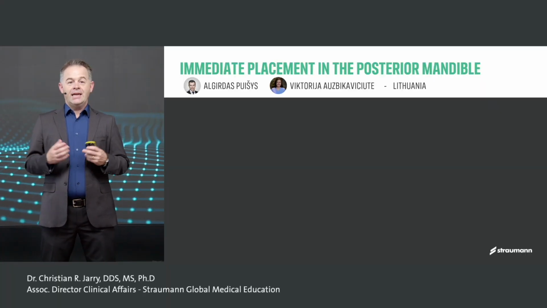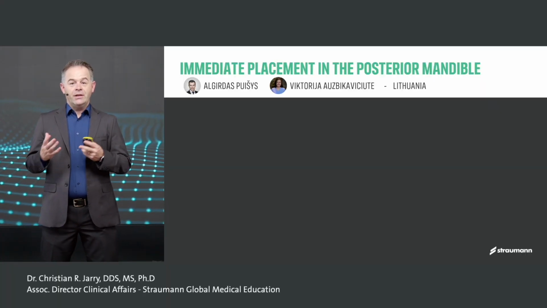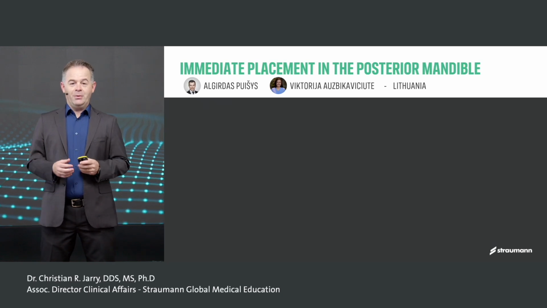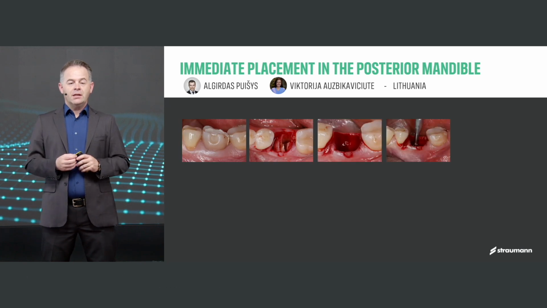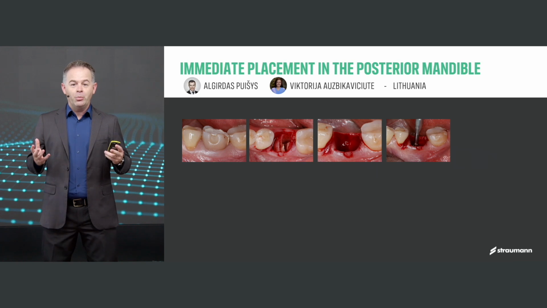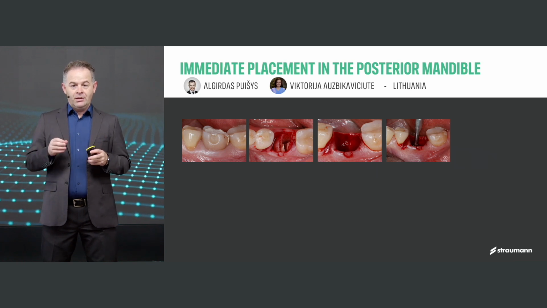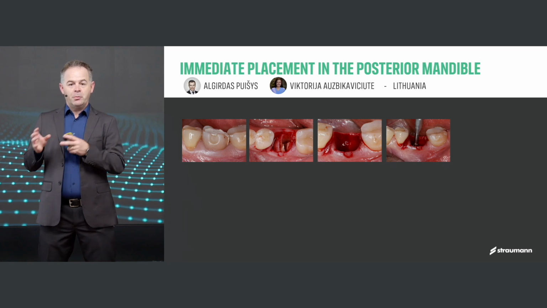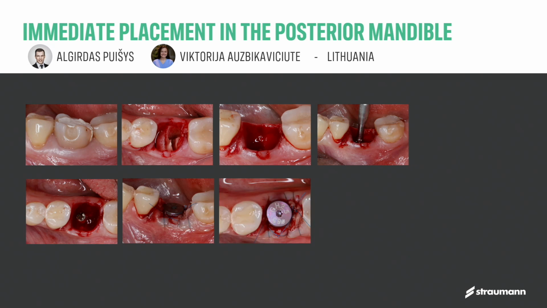This is a case from our colleagues Algirdas and Victoria from Lithuania, immediate implant placement in the posterior mandible. When we look at these clinical images, we see the molar that was hopeless and needs to be extracted. So the root was sectioned, and then the roots were extracted and the implant was placed. And the next thing we see is how surgeries are normally concluded.